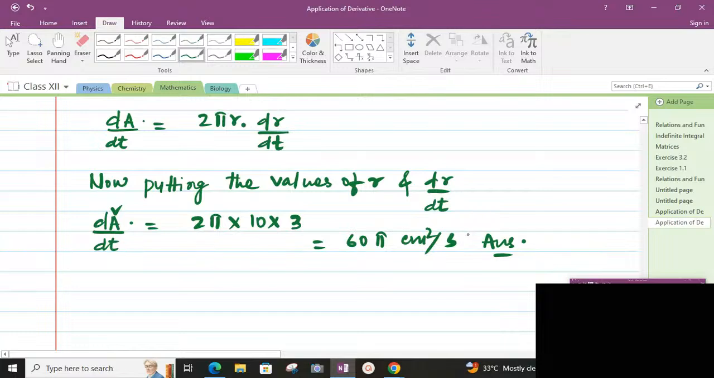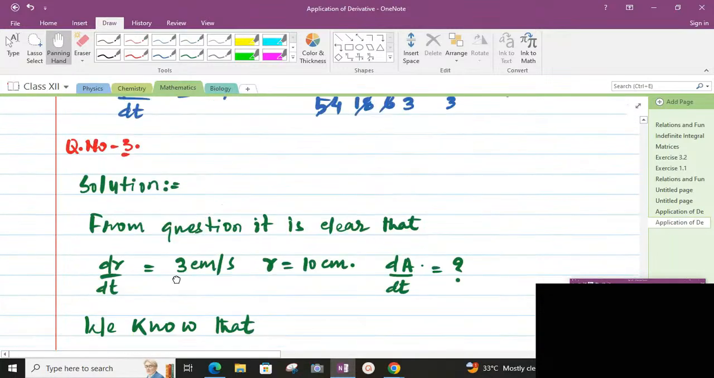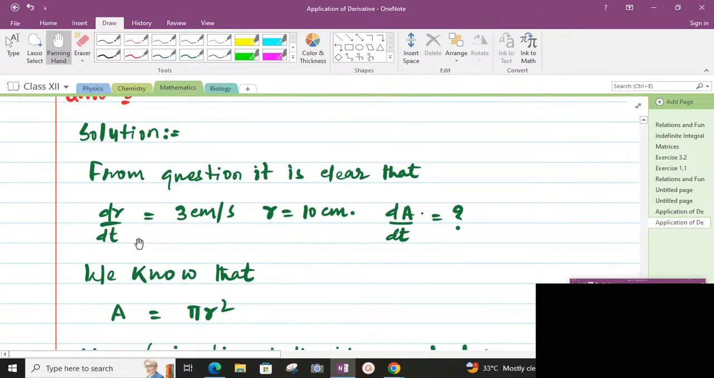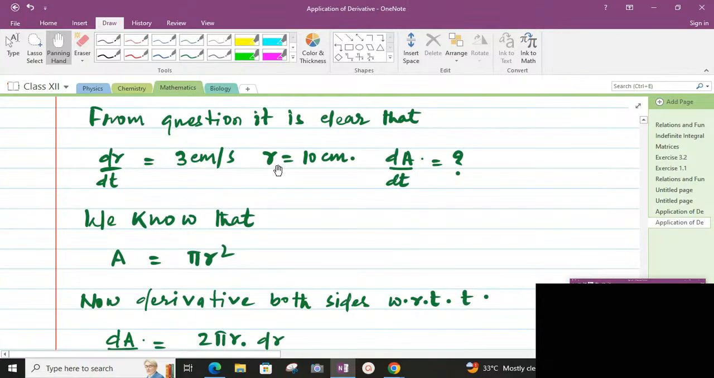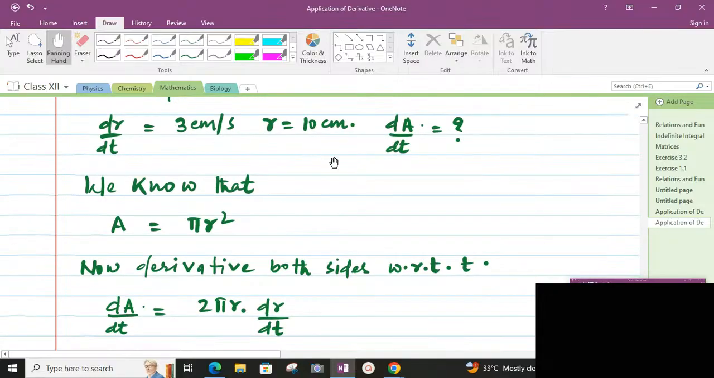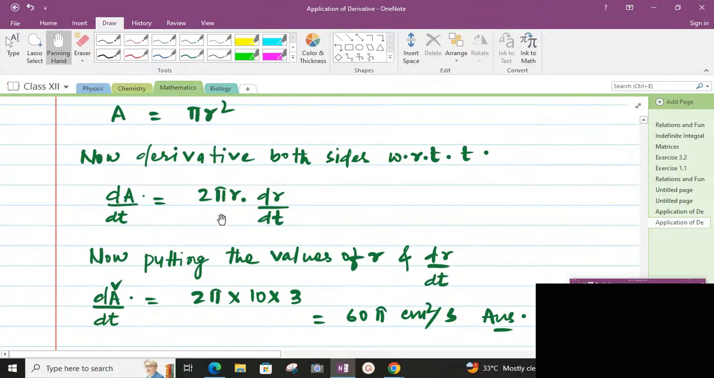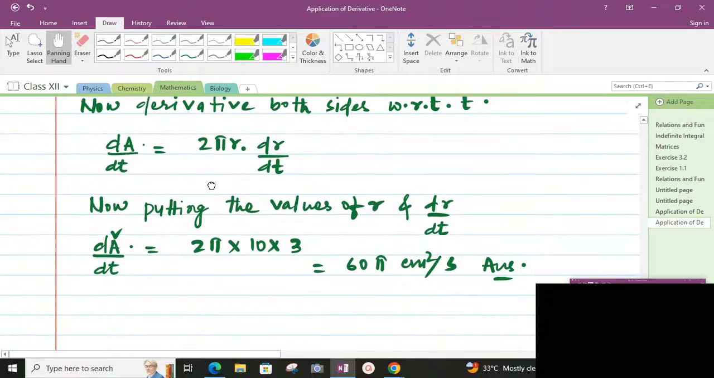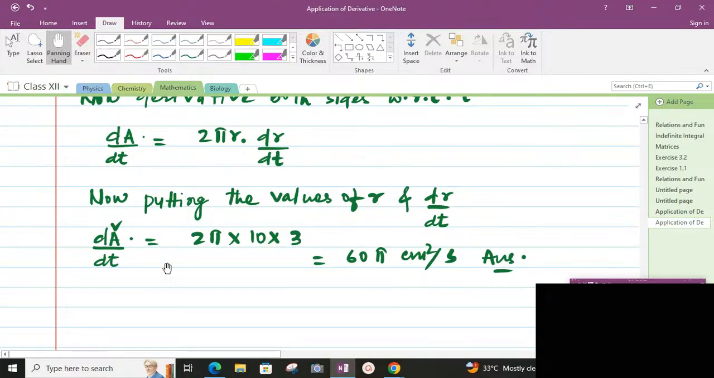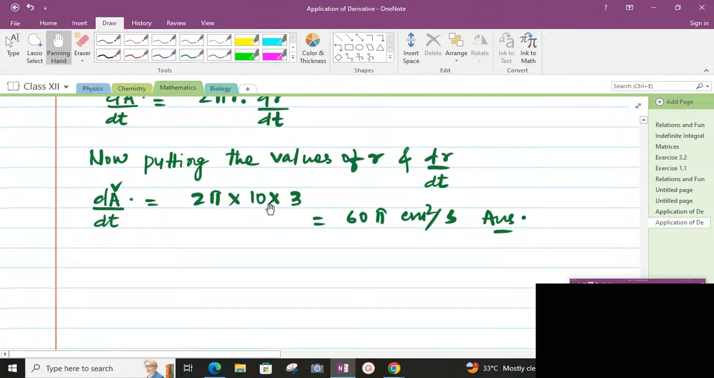Hope that there is no problem understanding the solution of this question. Let's see once again. From the question it is clear that dr by dt equal to 3 centimeter per second, r equal to 10 centimeter, dA by dt equal to what? We know that A equal to pi r square. Now differentiating both sides with respect to t, we get dA by dt equal to 2 pi r into dr by dt. Now putting the values of r and dr by dt, we get dA by dt equal to 2 pi, and the value of r is 10 and the value of dr by dt is 3. After the simple multiplication, we get 60 pi centimeter square per second.